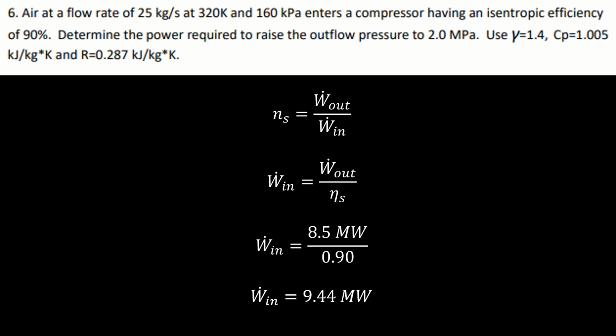And if you're required to have your answer in megawatts, you'll be told specifically. So convert it to megawatts, 8.5 megawatts divided by an efficiency of 90%. An isentropic efficiency of 90% is 0.90. So that becomes an input power of 9.44 megawatts.